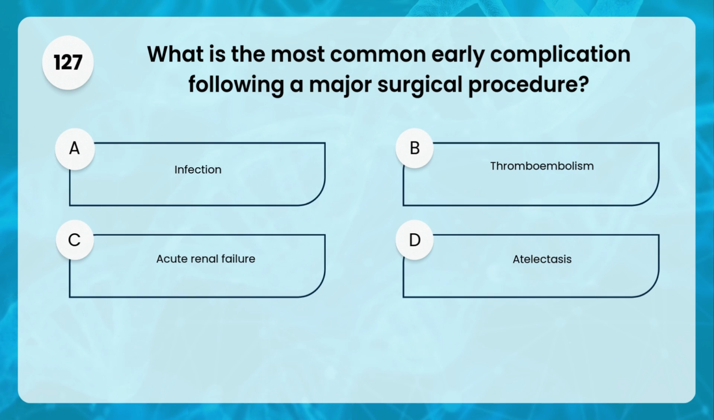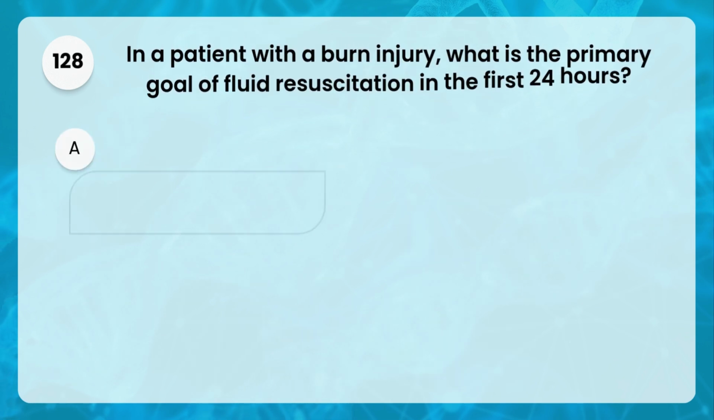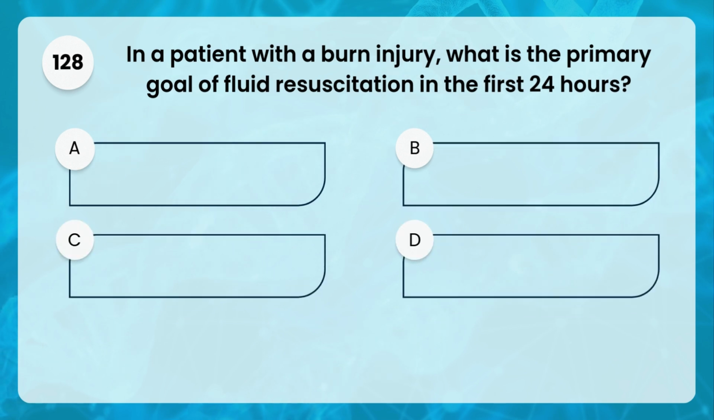127. What is the most common early complication following a major surgical procedure? A. Infection. B. Thromboembolism. C. Acute renal failure. Or D. Atelectasis. The answer is D. Atelectasis.